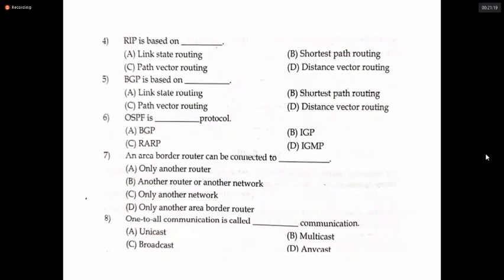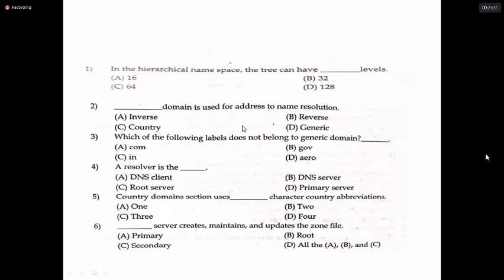The eighth one is very simple. One-to-all communication is called dash communication. Very simple, broadcast. Shall I move? In a hierarchical namespace, the tree can have dash levels. 128. Yes, it's correct. Dash domain is used for address to name resolution. Inverse. I think the question is repeated.